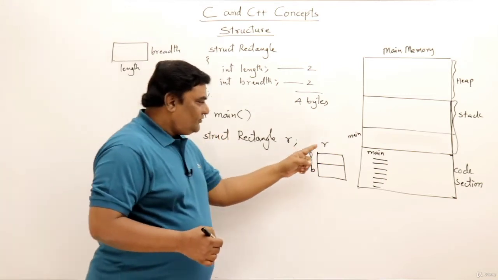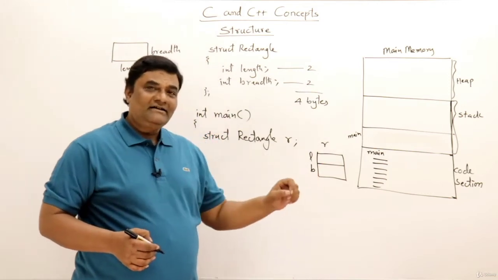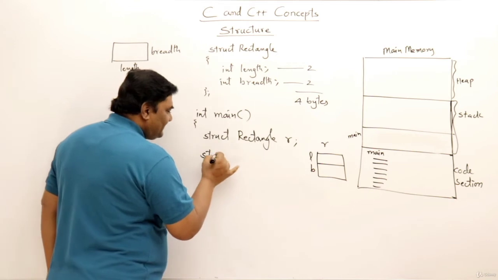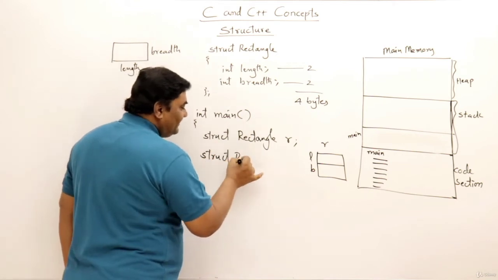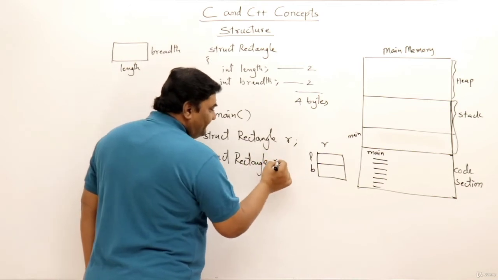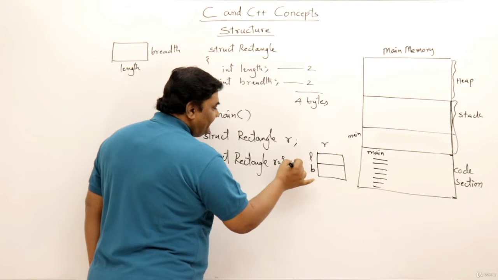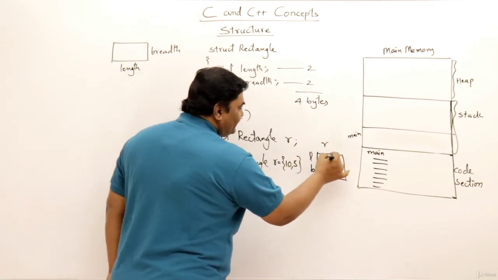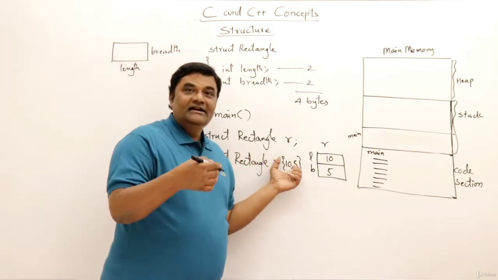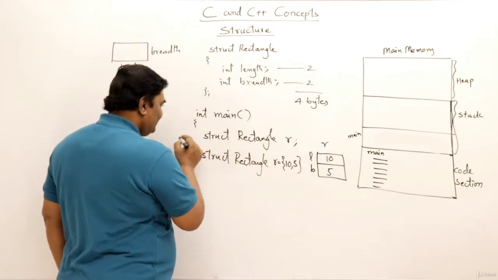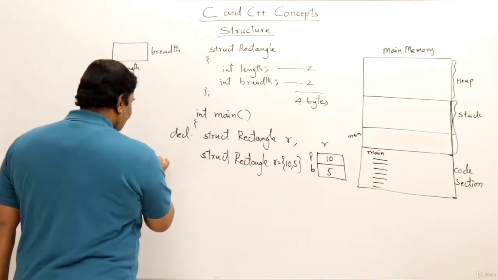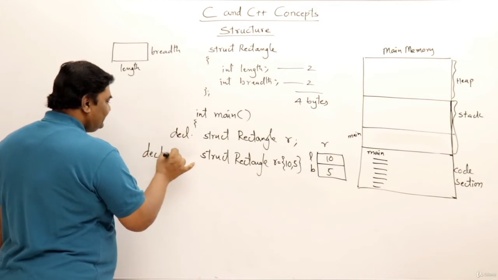Now, if I want to initialize it, I can declare and simultaneously initialize it. Let us say struct rectangle, I'll use the same name R, with values 10, 5. So length is 10 and breadth is 5. So 10 and 5 will be filled in. This is how we can declare as well as initialize. This is just a declaration, and this is declaration plus initialization together.